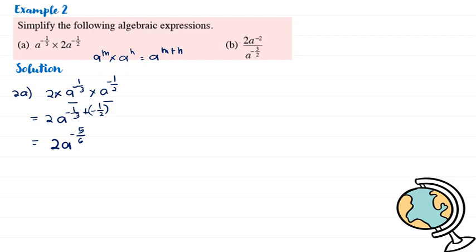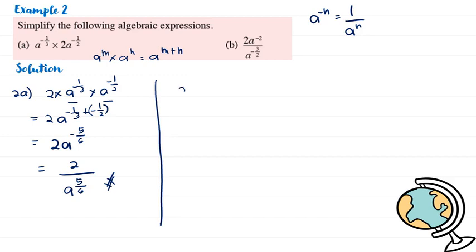This one involves the law of negative indices, in which a power of negative n, if made positive, becomes 1 over a power of n. So this one we leave the answer as 2 over a power of 5 over 6. So this is the final answer for question 2a.